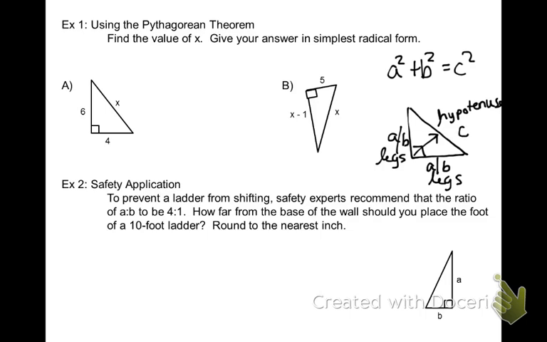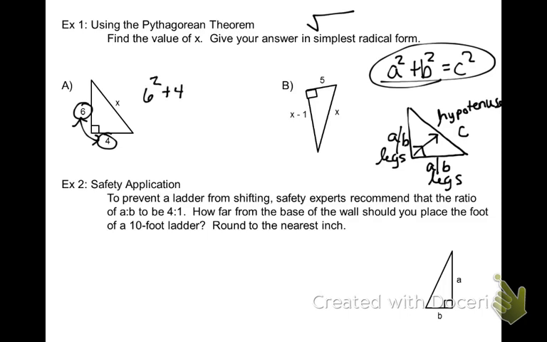So using this formula, your Pythagorean Theorem, we are going to find what x equals. And they want you to answer in simplest radical form. That is your square root radical form. Okay, so I'm going to have a squared, which a and b are 6 and 4. It does not matter which one you do first. So 6 squared plus 4 squared, a squared plus b squared equals c squared.